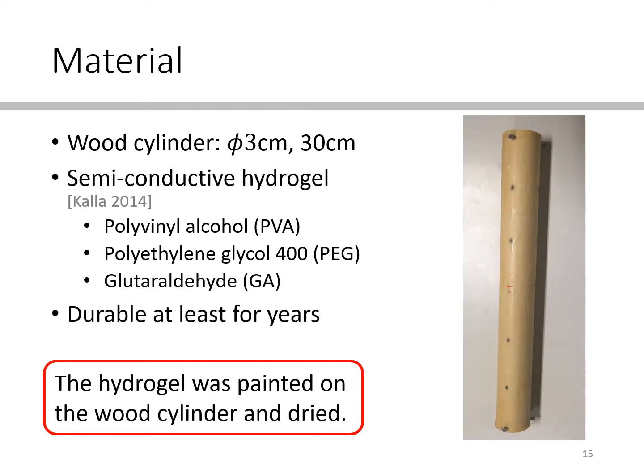Here is the material we used in our experiment. We used a wood cylinder with a diameter of 3 cm and length of 30 cm. The cylinder was painted with a semiconductive hydrogel, which is made by PVA, PEG, and GA. The hydrogel is durable and lasts for years, and was painted on the wood cylinder, then dried.